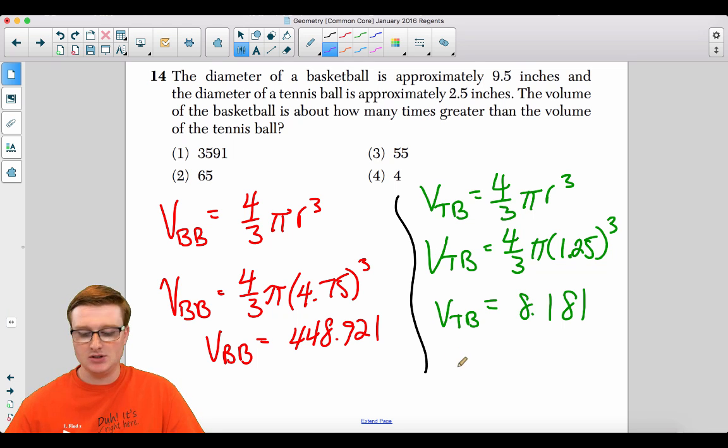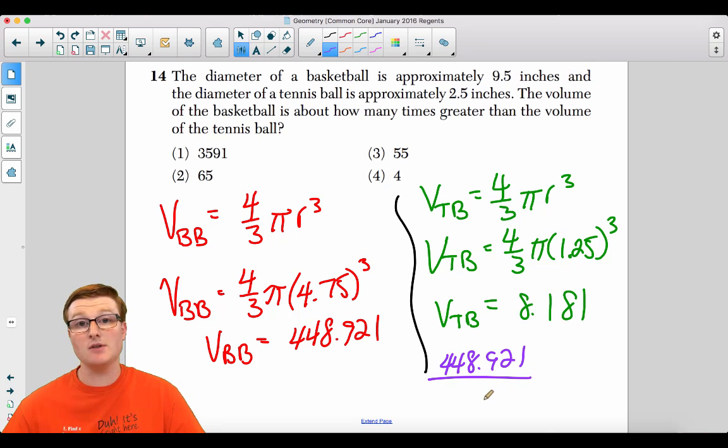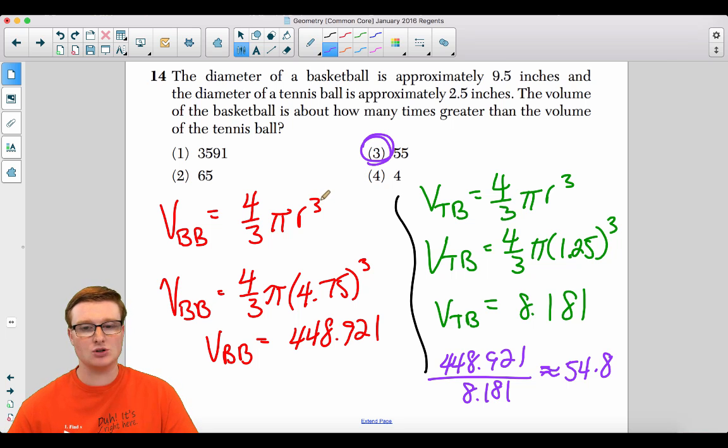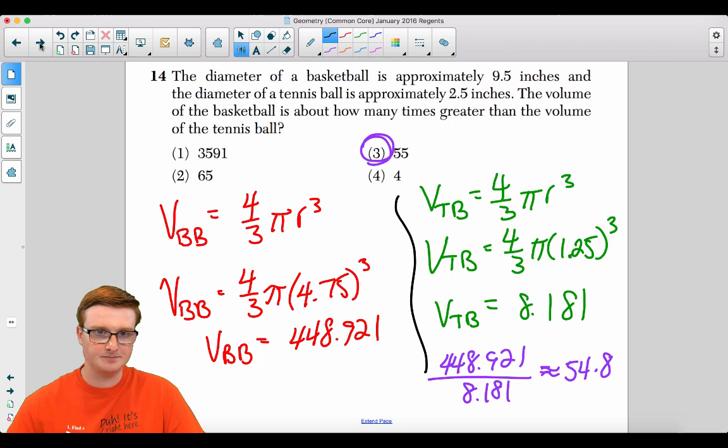Now it says here, how many times greater is the volume of the basketball compared to the volume of the tennis ball? So all we have to do is we need to take 448.921, which is the volume of the basketball, and divide it by 8.181, and that will tell us how many times greater it is. And that is approximately equal to 54.8, which is approximately 55. So the basketball is about 55 times greater than this tennis ball.